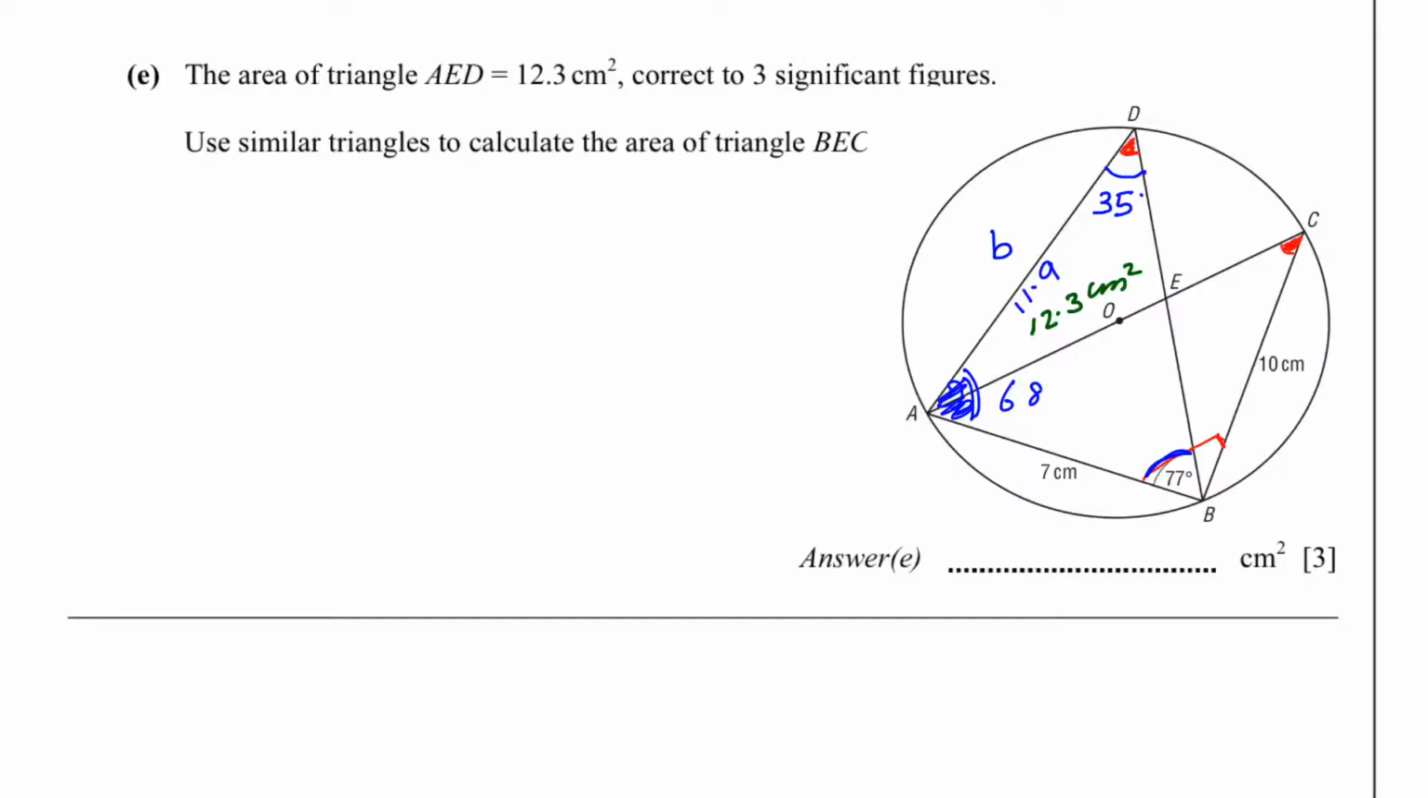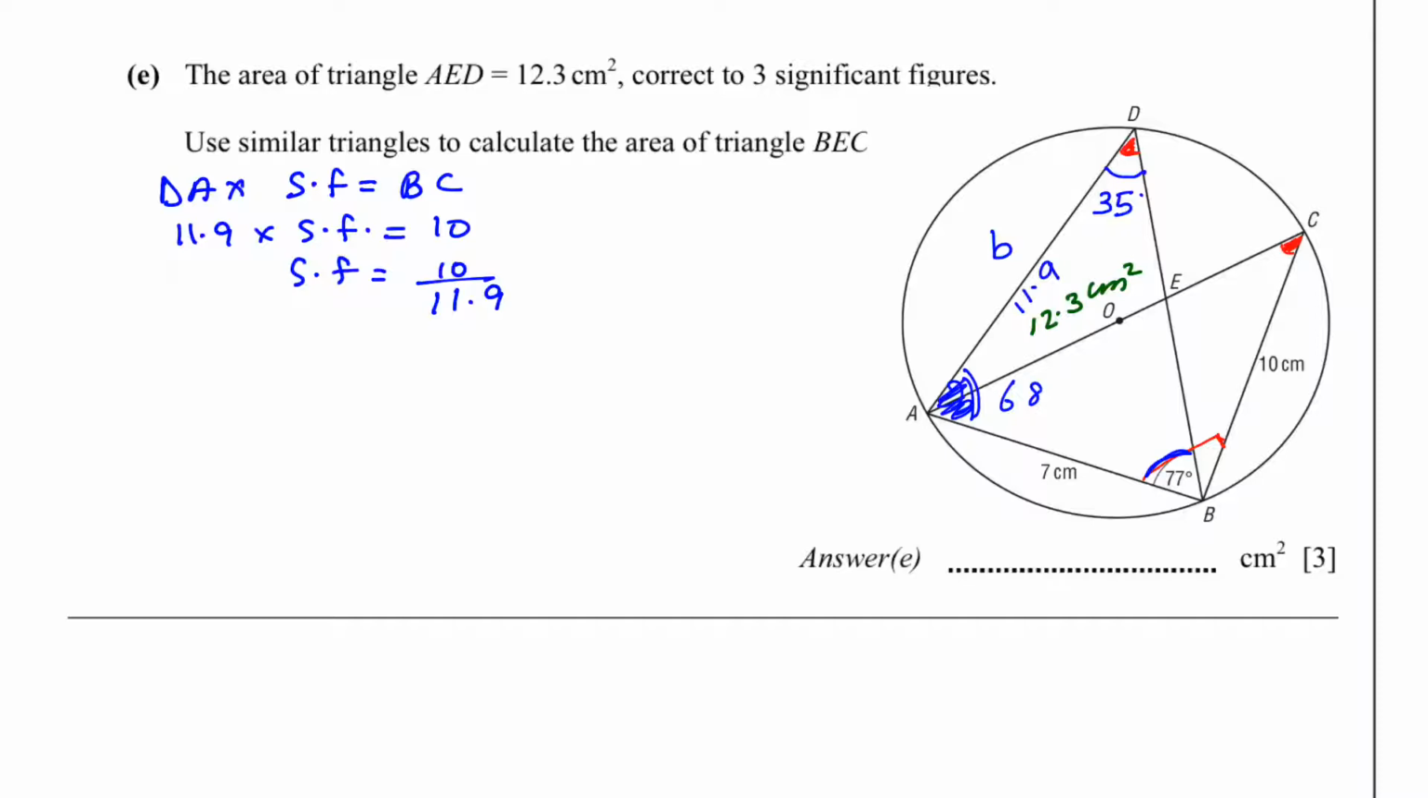Because they are similar triangles, DA, when you multiply by the scale factor, will give you CB. So if we write DA times the scale factor will give us BC, or CB, it is the same thing. 11.9 multiplied by the scale factor will give us 10. So our scale factor is going to be 10 divided by 11.9. No need to simplify, you can just leave it like that.